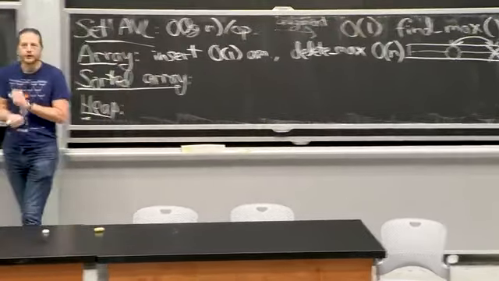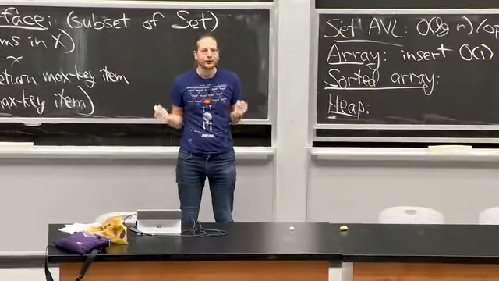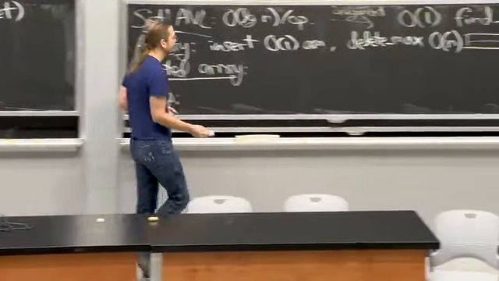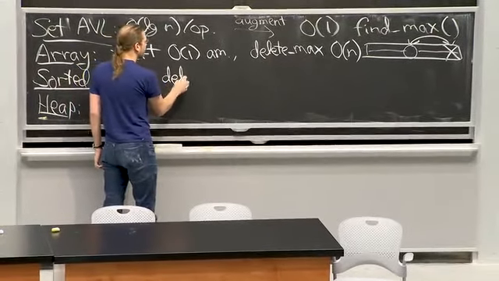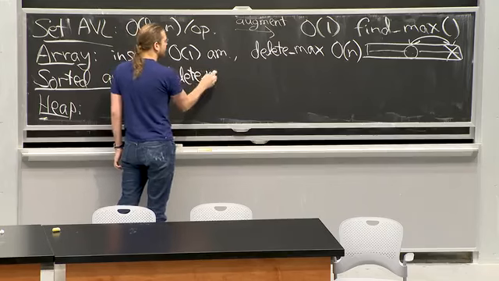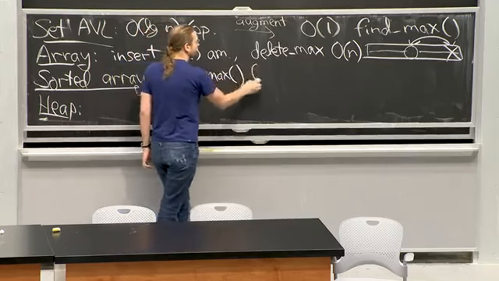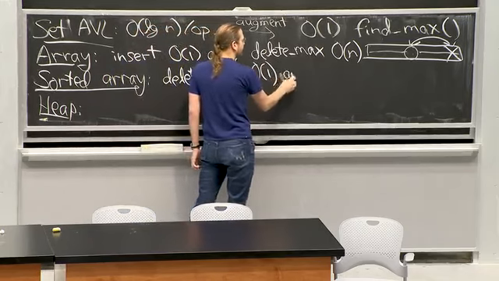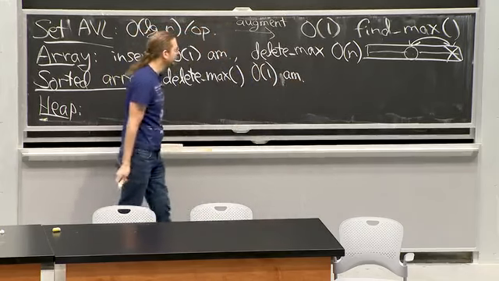Sorted array is sort of the reverse. It's very easy to find the max. Where is it? At the end. Delete max: the maximum element is always the last element in an increasing sorted array. I guess that's constant amortized because then I have to delete it, which may incur resizing.